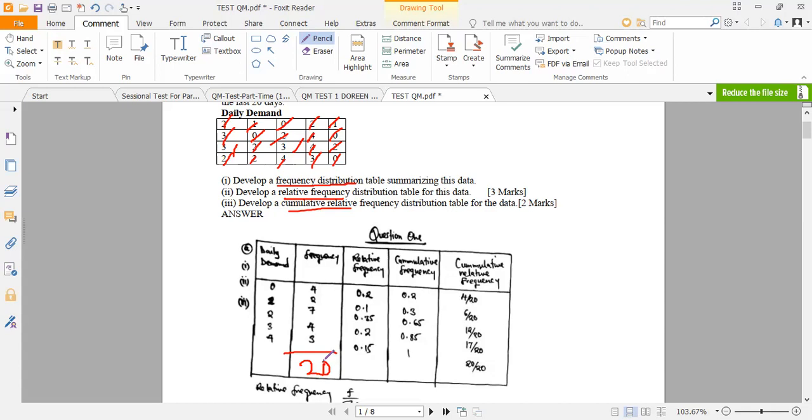Put it together out of the total. So the relative frequency will be 4 out of 20. This is 0.2. 2 out of 20, 0.1. 7 out of 20, 0.35. 4 out of 20, 0.2, and 3 out of 20, 0.15. Can you confirm that randomly? That is how we find the relative frequency.